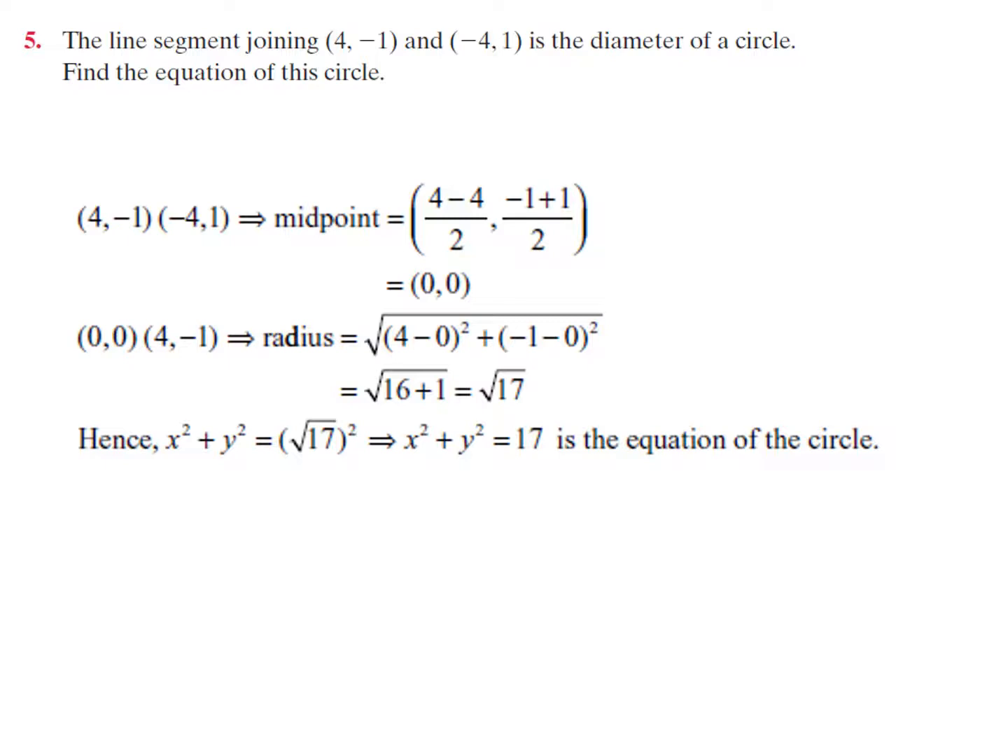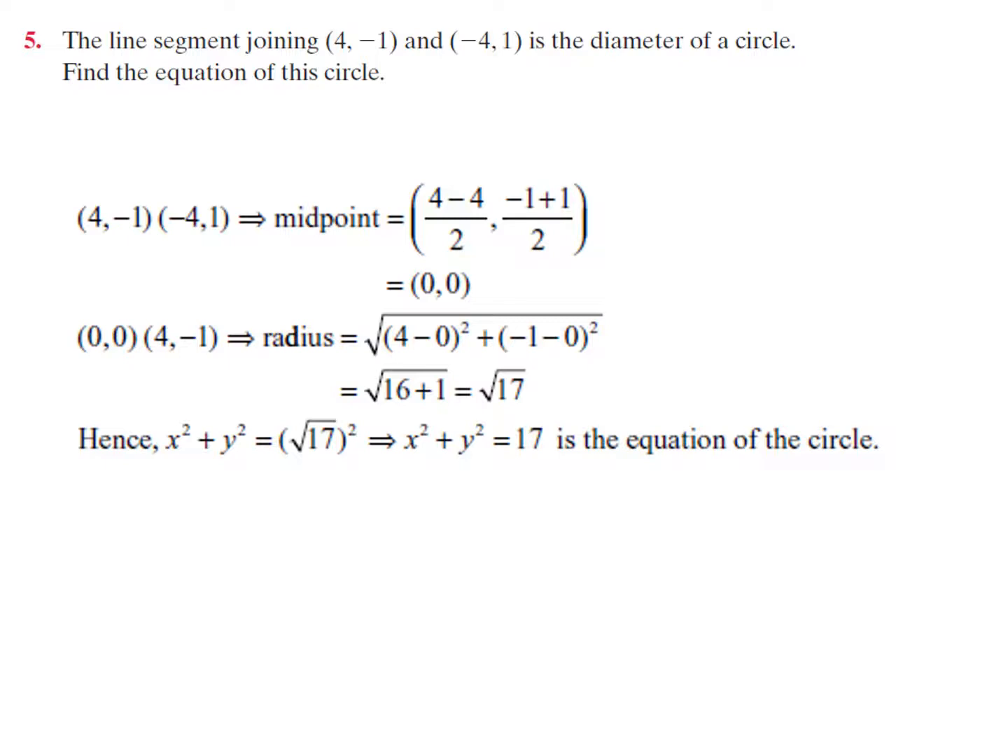So I'm going to go through the solutions very quickly. If I move in too quickly, pause the video and you'll be able to work through the solution. So the first question, question 5 here: the line segment joining 4, -1 and -4 is the diameter of a circle. Find the equation of this circle.